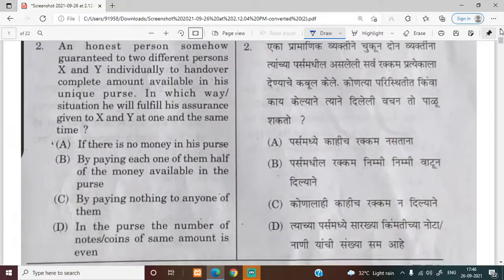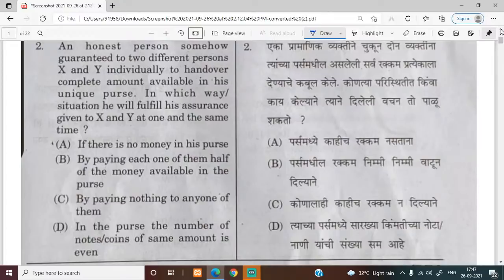So if an honest person somehow guaranteed to pay two different persons, X and Y, some money, the complete amount available with him in his purse, in which situation will he fulfill his assurance given to X and Y at once and the same time?